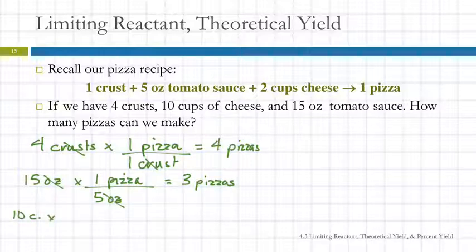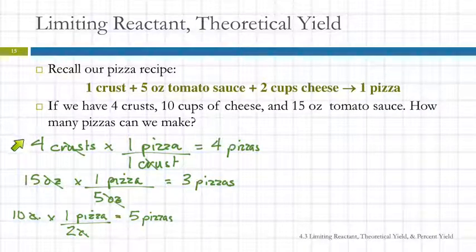10 cups, 1 pizza per 2 cups of cheese. So that would give us 5 pizzas. So how many pizzas can we make? 3. So the process here, we're going to be doing with chemicals in a minute.